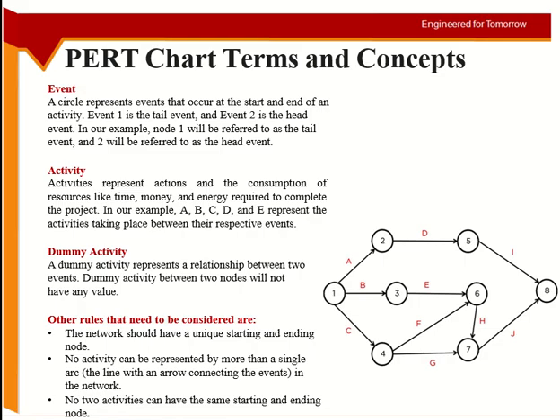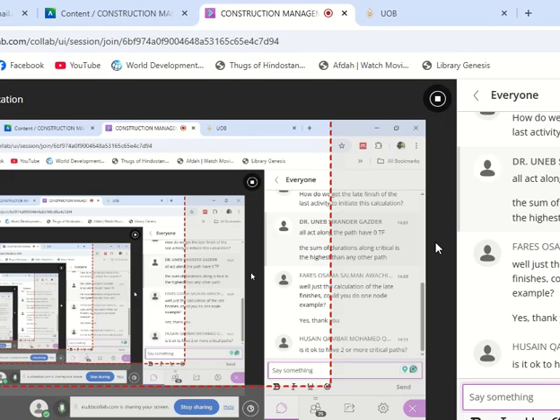So for PERT, we draw another diagram which is called activity on arrow. You can see this is different from the diagram which we have plotted earlier. That one was called activity on node. This one is called activity on arrow.